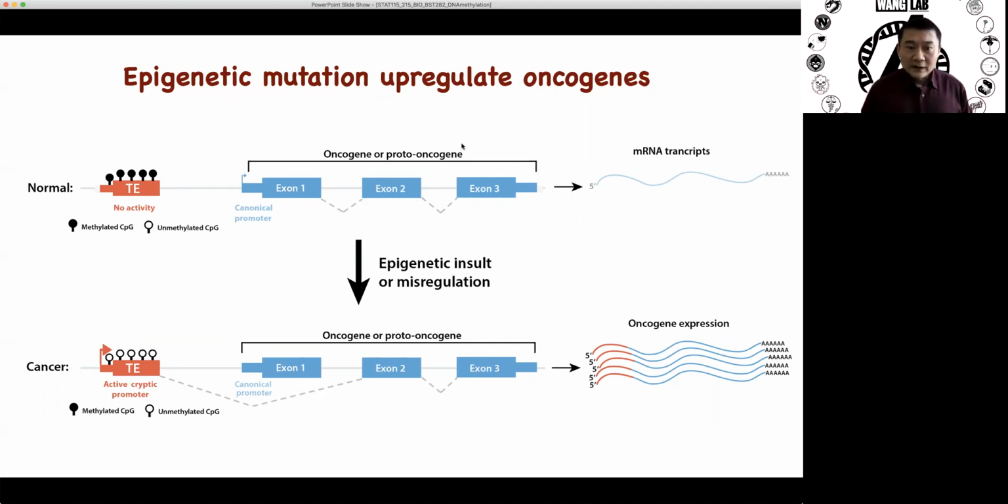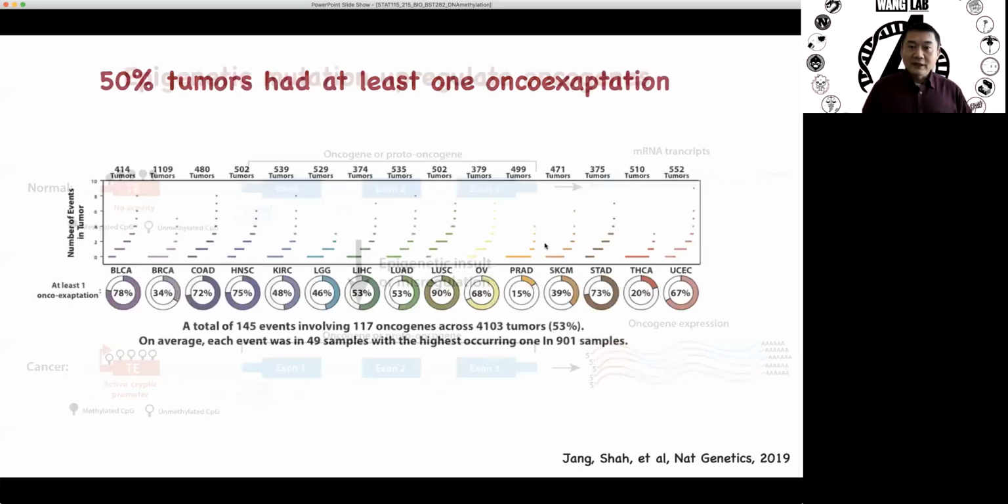So in this case, we're thinking: typically, oncogenes are lowly expressed and transposable elements are methylated, but during tumorigenesis, the epigenome becomes unstable. Sometimes transposable elements become deregulated, demethylated, and start to drive oncogene expression, right? So that logic led to a very interesting discovery.